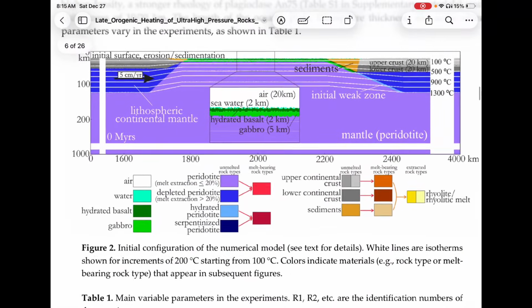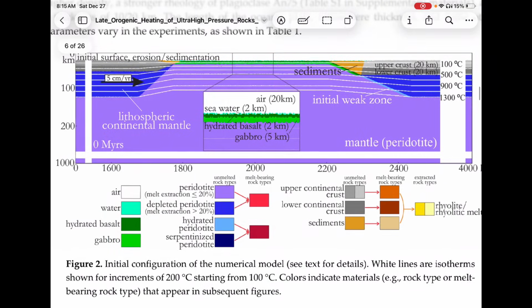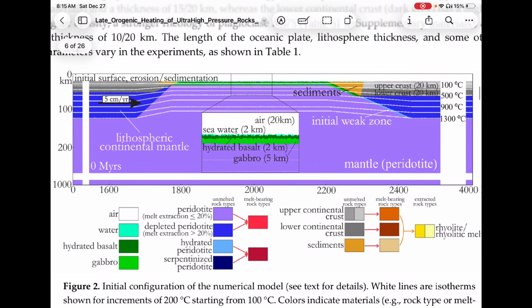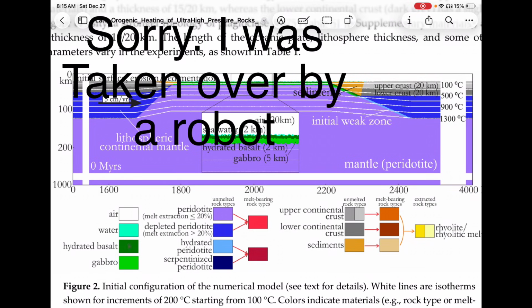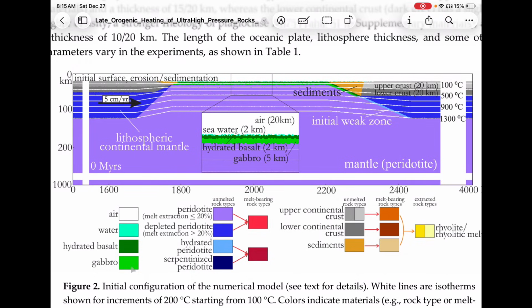This is the part that I find the most helpful, just because it tells you what all the different colors are here. You've got the water, which is not in this picture, but on some of the others you can see the water, hydrated basalt and the gabbro.